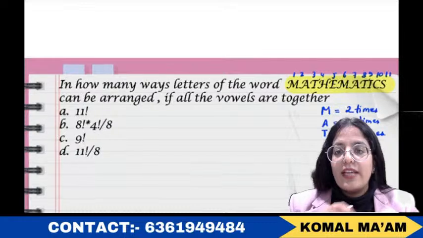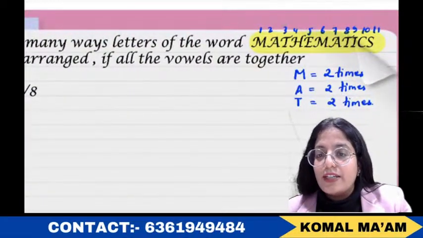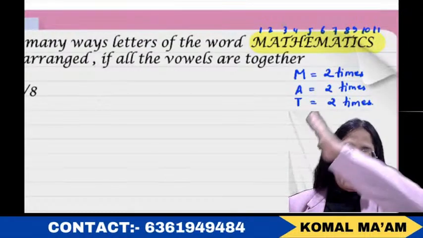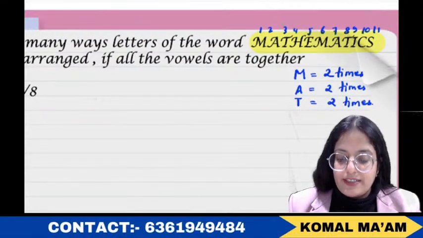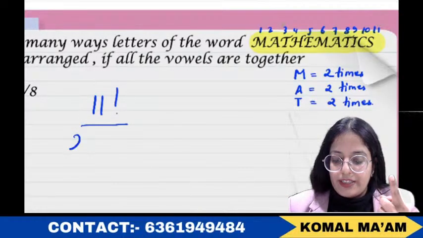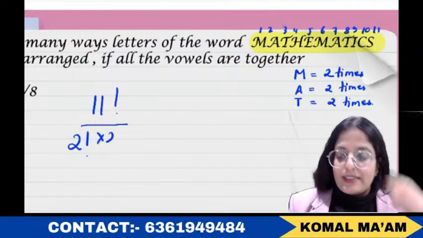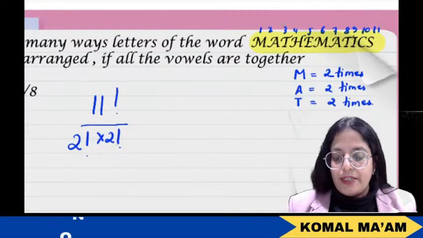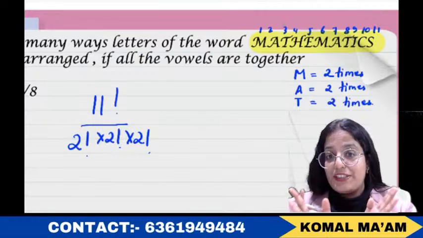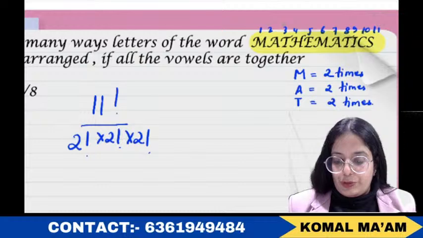If there would have been no condition that vowels are together, how we would have done it? We would have assumed that as if there is no repetition. So in how many ways 11 letters can be arranged? 11 factorial, right? 11 into 10 into 9 into 8 into 7 till 1. So we could write it as 11 factorial. And then M is repeating 2 times. So for that we'll divide it by 2 factorial. A is repeating 2 times, we'll divide it by 2 factorial. Then T is repeating 2 times, we'll divide it by 2 factorial. We would have done this way if there would have been no condition that vowels are together. Okay. So I believe this is clear to you.